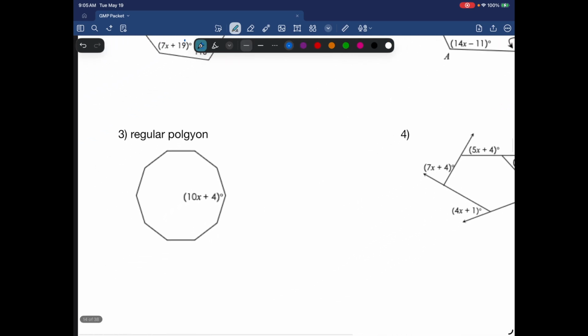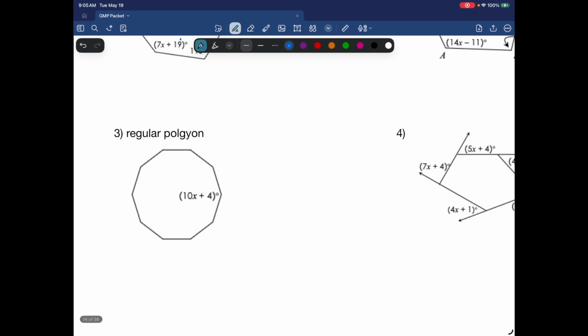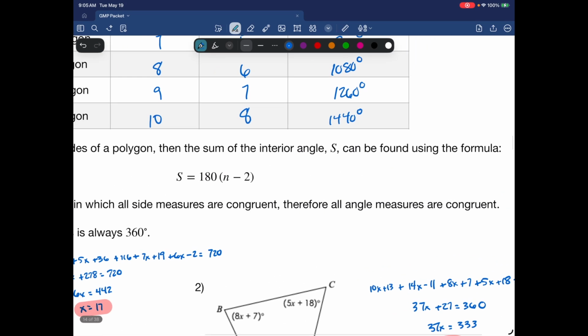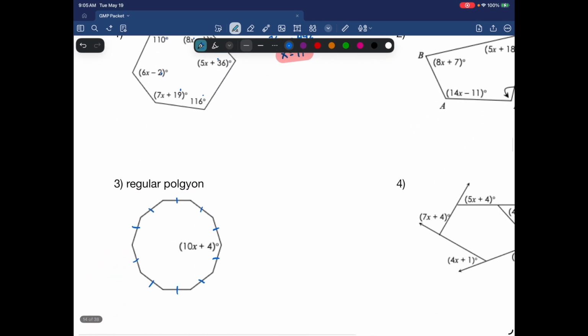Now, on 3, we have a regular polygon, which means all sides and angles are equal. So we have 1, 2, 3, 4, 5, 6, 7, 8, 9, 10. So we have 10 sides. We know that that's going to be 1440. But 1440 divided by 10 is 144, which means this individual angle, 10x plus 4, equals 144.